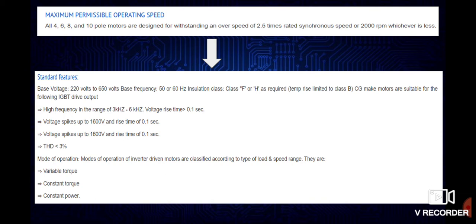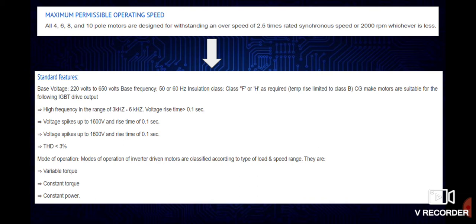The CG Mac motors are suitable for the following IGBT drive output. The high frequency is basically in the range of 3 to 6 kilohertz, and the voltage rise time is basically 0.1 second. The voltage spike is up to 1600 volts and the rise time is basically 0.1 second. The THD is basically less than 3%.